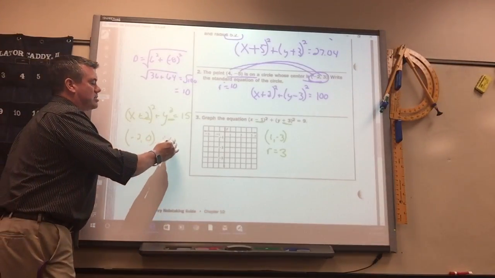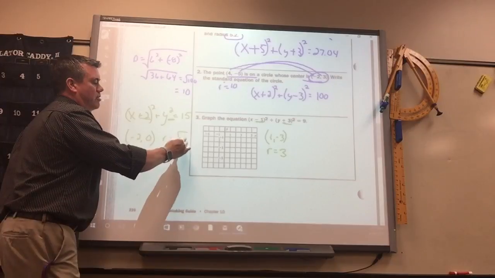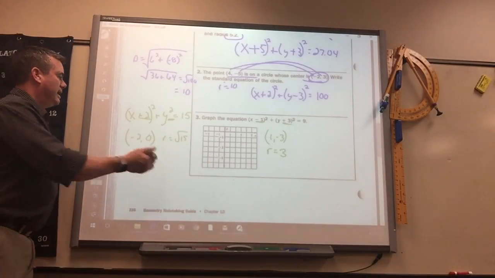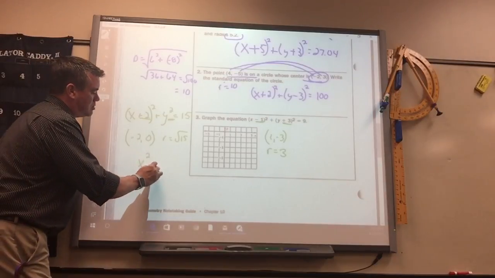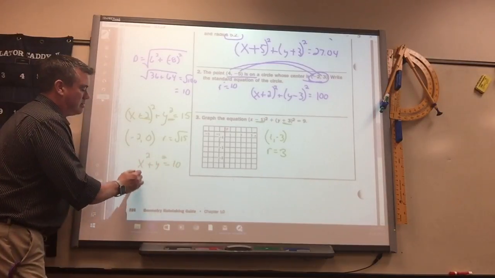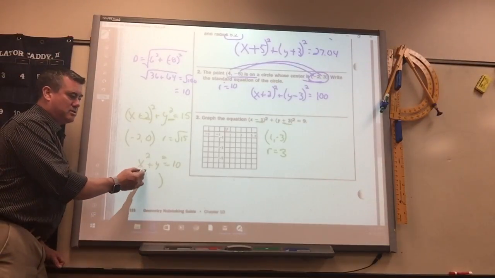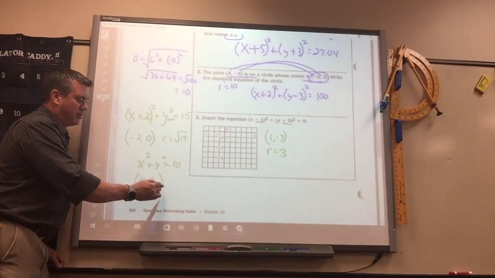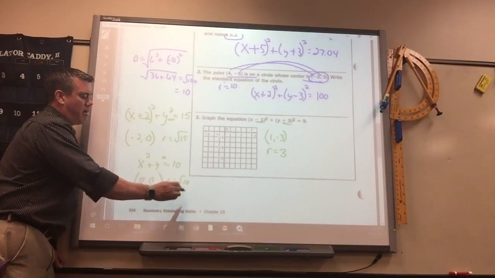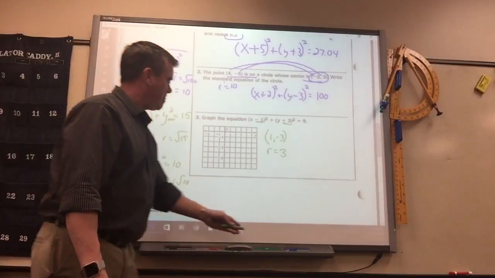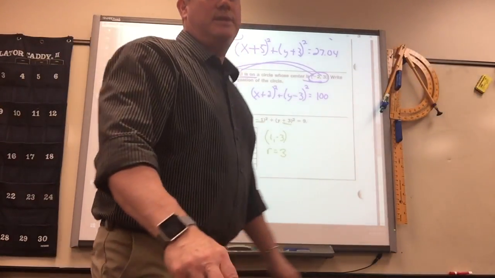And then the radius, since it's not a perfect square, you just leave it square root of 15. Okay? If you had this, x squared plus y squared equals 10, what's the center? 0, 0, because there's nothing added or subtracted. And the radius is square root of 10. Okay? So that's all we're doing.